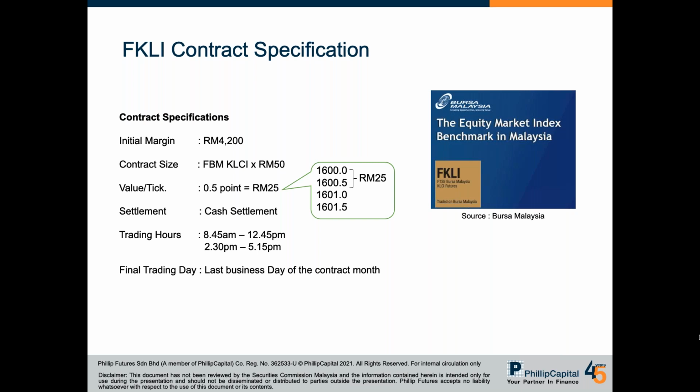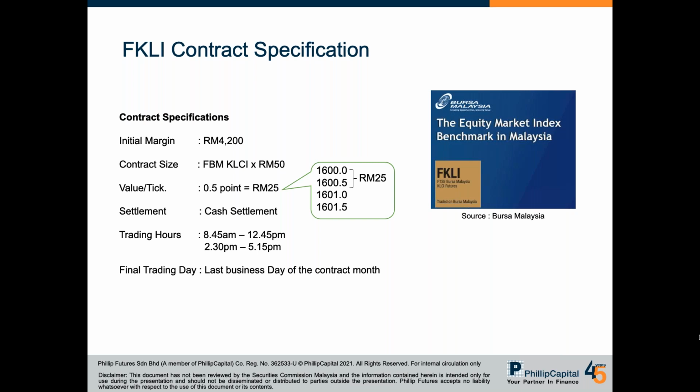Same in futures trading, you need to know what the things are before you start trading. The first FKLI contract spec is the initial margin, which for FKLI will be 4,002. Every product has its own initial margin, and the same goes for FKLI. The contract size is FBM KLCI times 50 ringgit, and the value per tick, which is 0.5 point, equals 25. So FKLI moves by every 0.5 point.